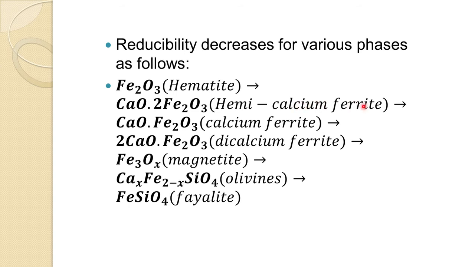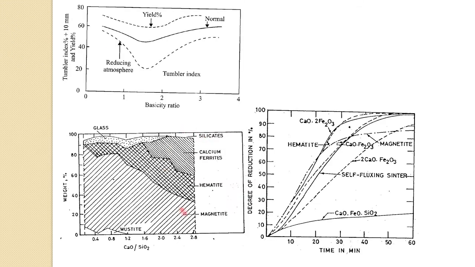Then hematite, calcium ferrite, this is second. The lowest one actually is the ferrite, where the reducibility is very low. So this is in the order of decreasing reducibility. Mostly you would like to have these phases in the sinter for good reducibility, and the superflux one that we had seen gives these phases quite well.